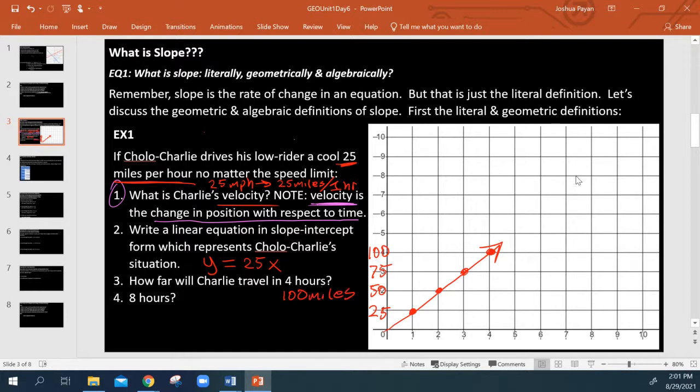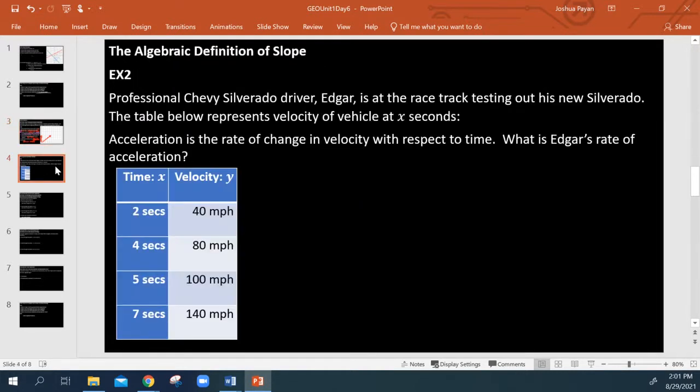In 8 hours, well, you could do two things. You could continue to count, or you could just be smart. What's 25 times 8? Or you could just double the 100 miles that he went in half the time. Either way, you arrive at 200 miles. So pretty straightforward there, right?